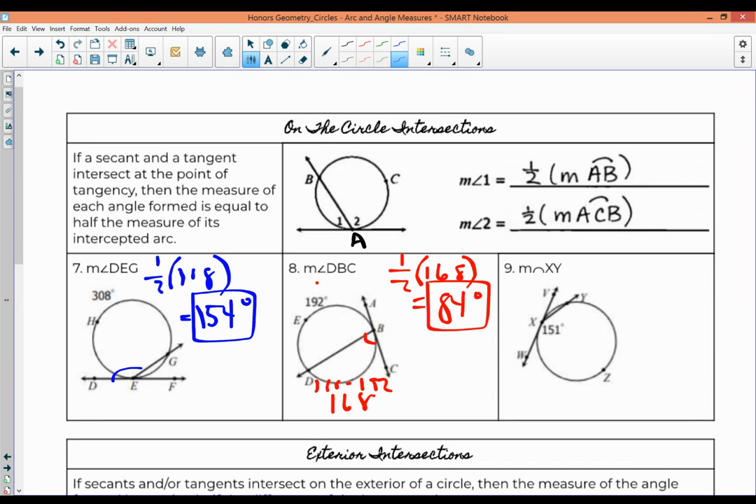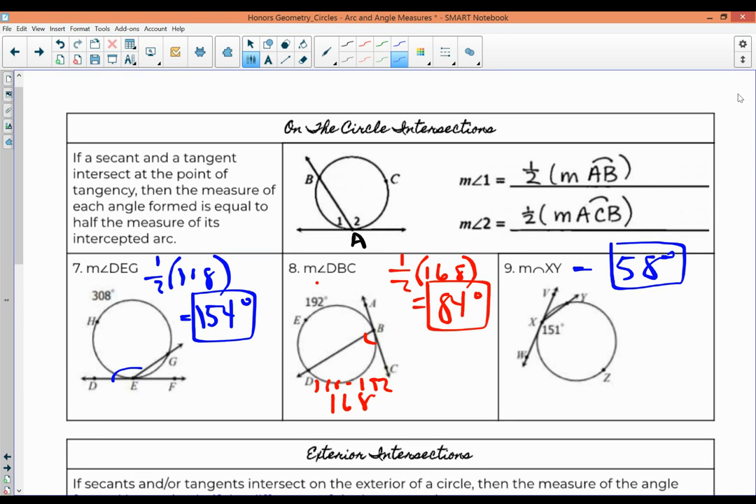All right, and then another one for you to try, measure of arc XY. You should get 58 degrees for that one. Two different ways that you could do that one as well.